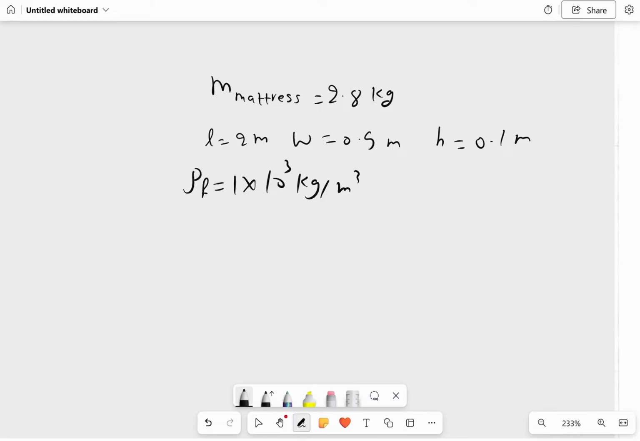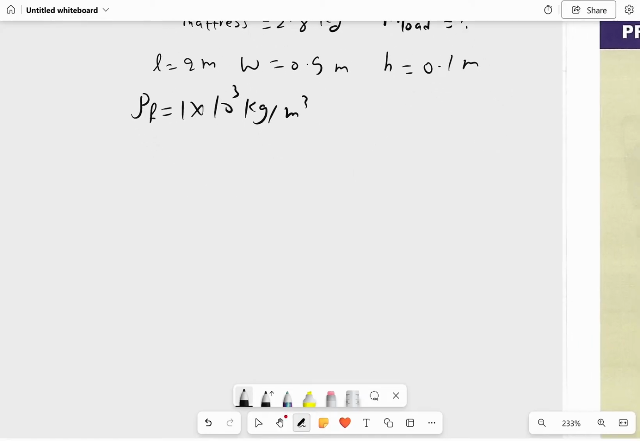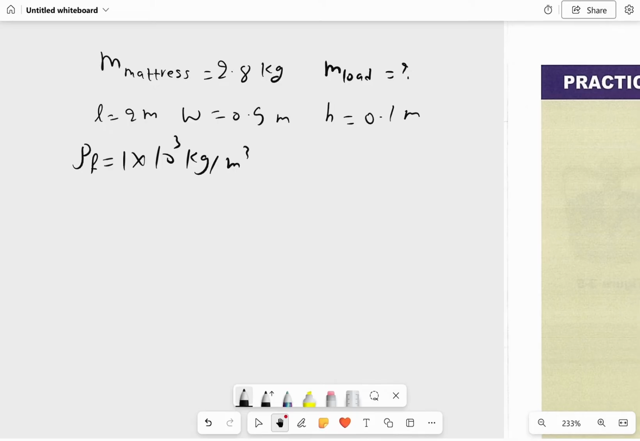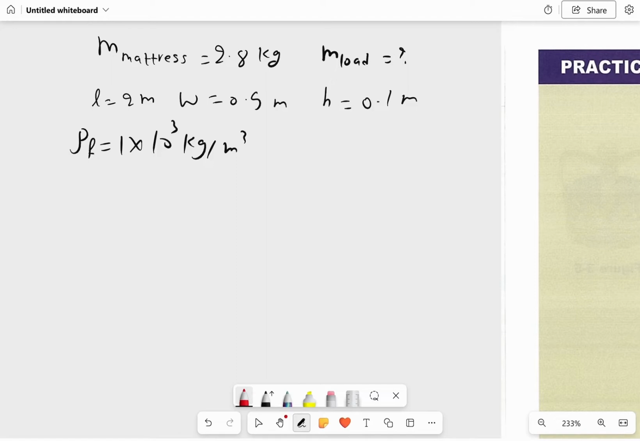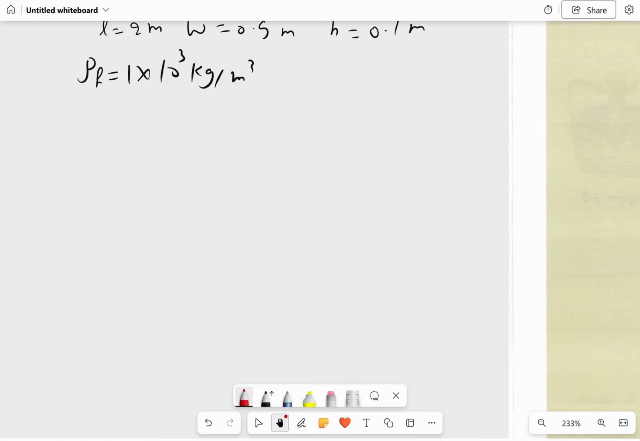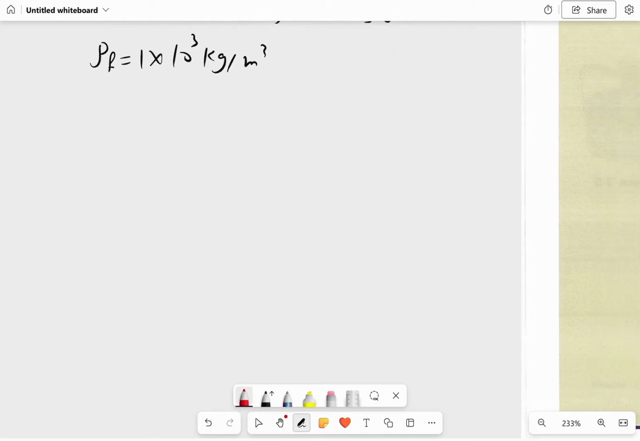Okay, it says, find the mass. Let's just write mass of the load is equal to what? Now, guys, you can use an equation for objects that are not sinking, but are either floating or standing in water. Careful, this is for finding the buoyant force on an object which is not sinking. So you will say FB, which is the buoyant force, is equal to FG, which is the weight of the object.